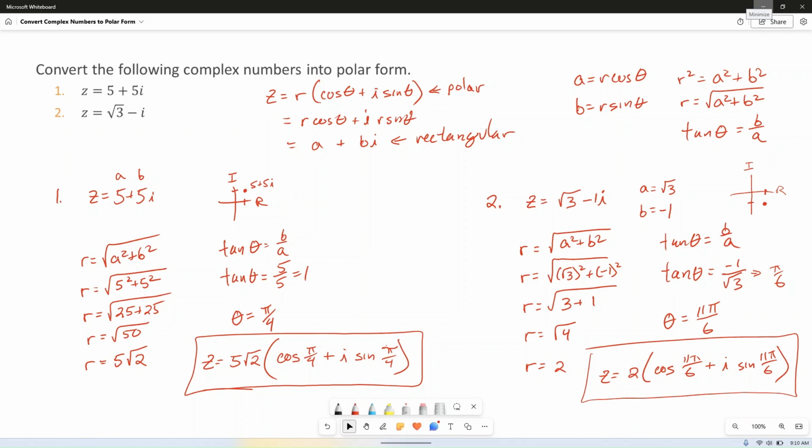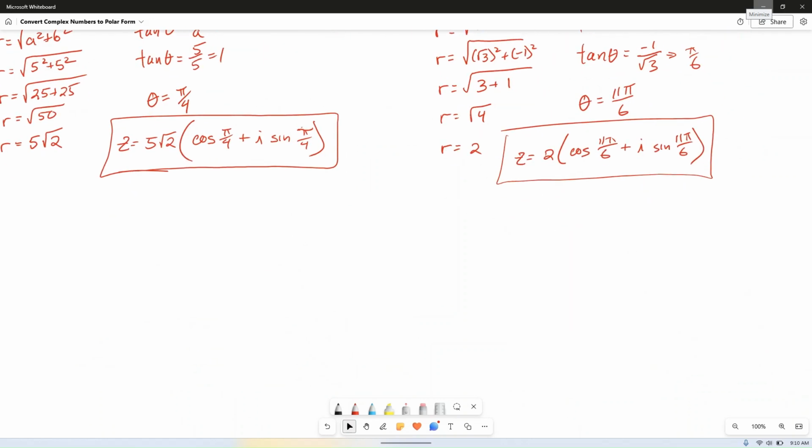If you wanted to check your answer to make sure that you did get it correct, go ahead and simplify those expressions. For example, number 2 here, we had 2 times the cosine of 11 pi over 6 plus i sine of 11 pi over 6. If we wanted to convert that back into rectangular form, we could just compute what the cosine and the sine values are. So what is the cosine of 11 pi over 6? Well, cosine of any pi over 6 is going to be root 3 over 2. Since that's in the fourth quadrant, it's going to be a positive square root of 3 over 2, plus i times the sine of 11 pi over 6.